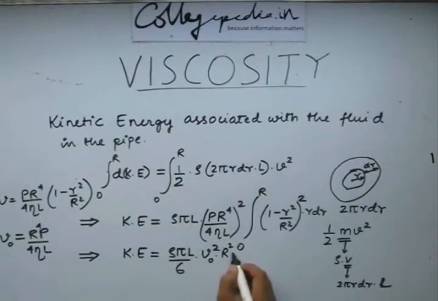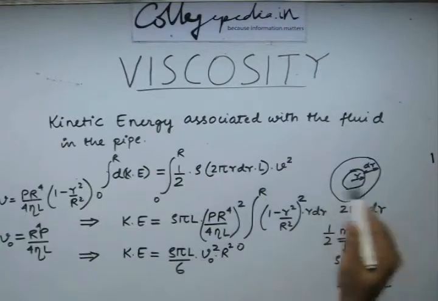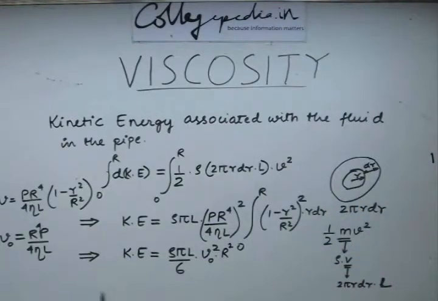Now if you look at it, there will be this pi into R square term. This is the cross-sectional area of the entire pipe. This times L will give me the volume contained by the pipe. That times rho will give us the mass of the fluid present in the pipe at any instant. So this quantity is nothing but 1 by 6 times m times V naught square. This is our kinetic energy.